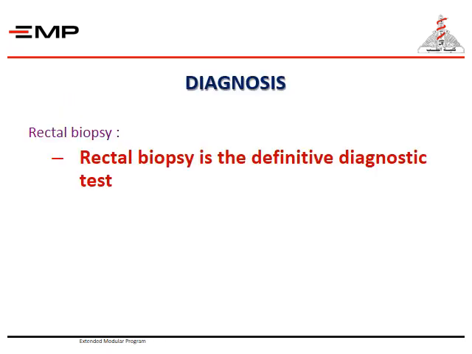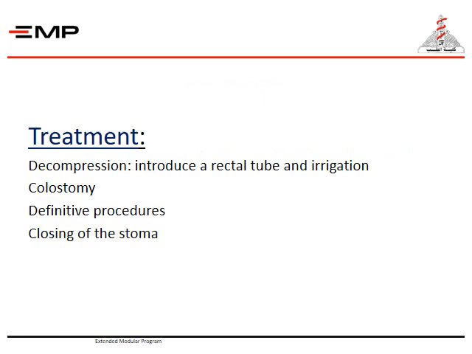Rectal biopsy. Rectal biopsy is the definitive diagnostic test. It demonstrates absence of ganglion cells, nerve hypertrophy and stains indicating increased acetylcholinesterase activity. Treatment includes decompression, introducing a rectal tube and irrigation, colostomy. Definitive procedures. Closing of the stoma.